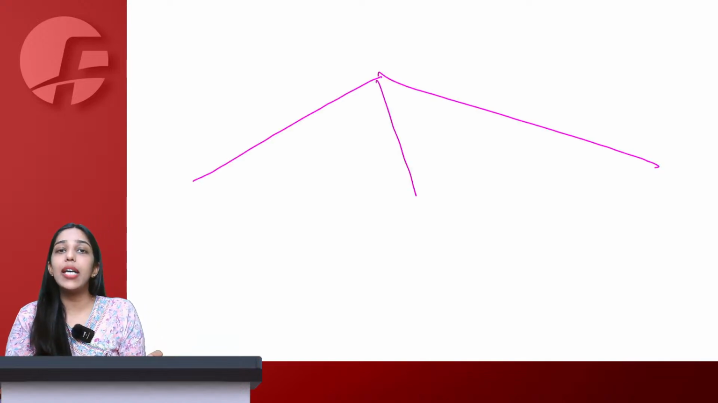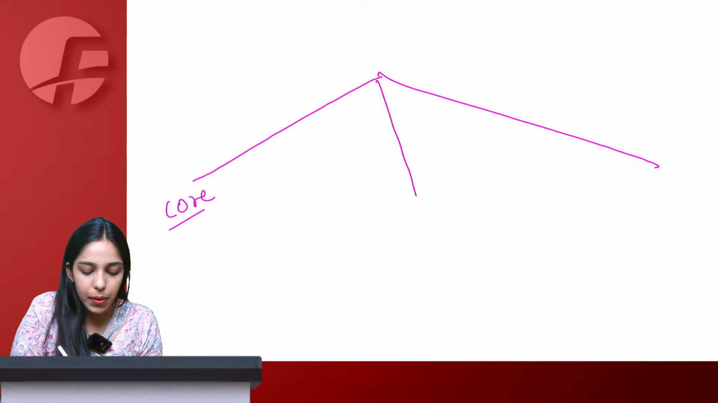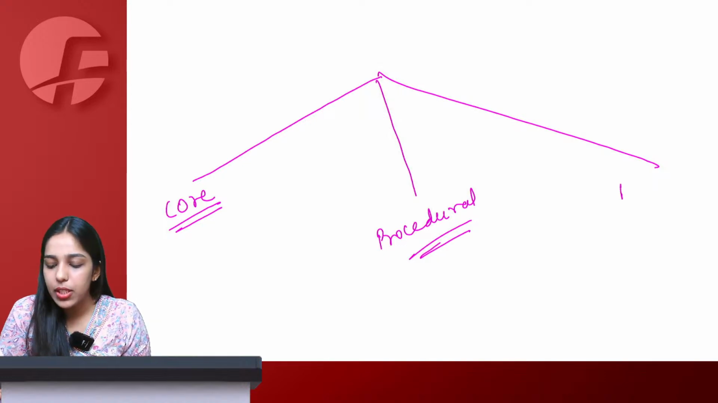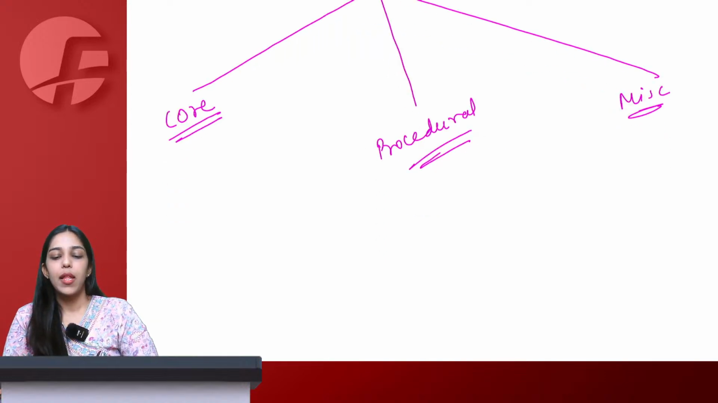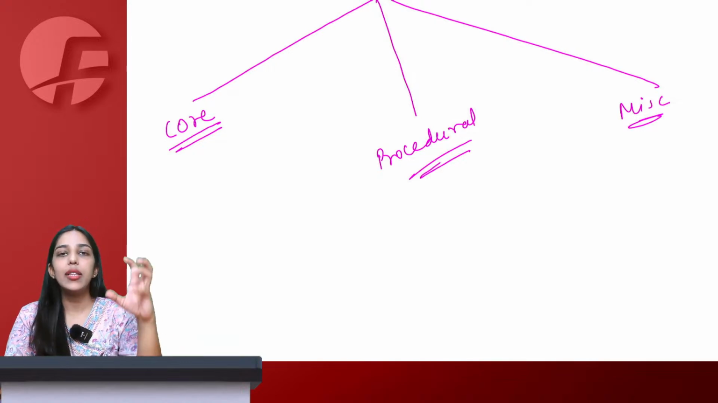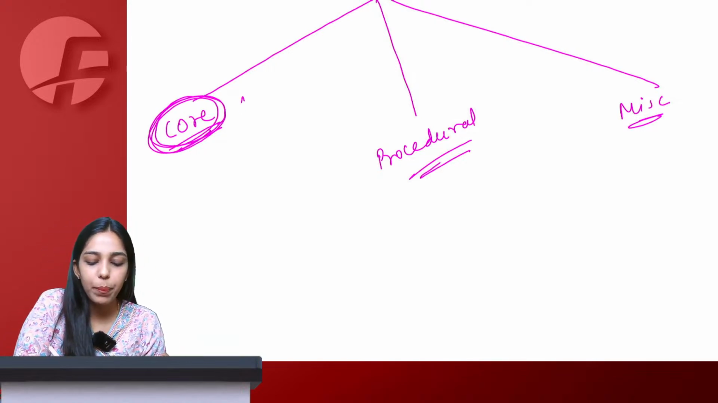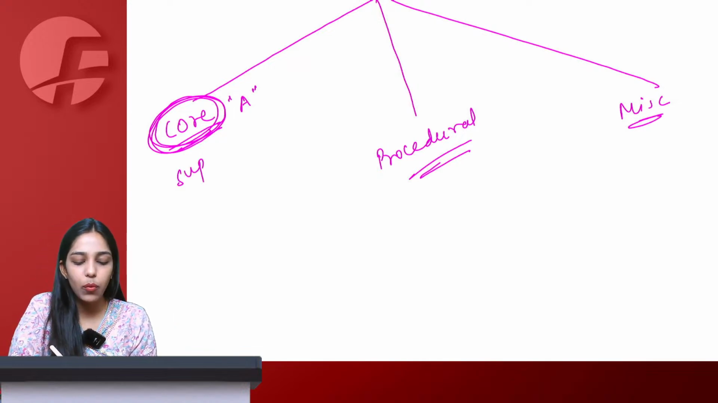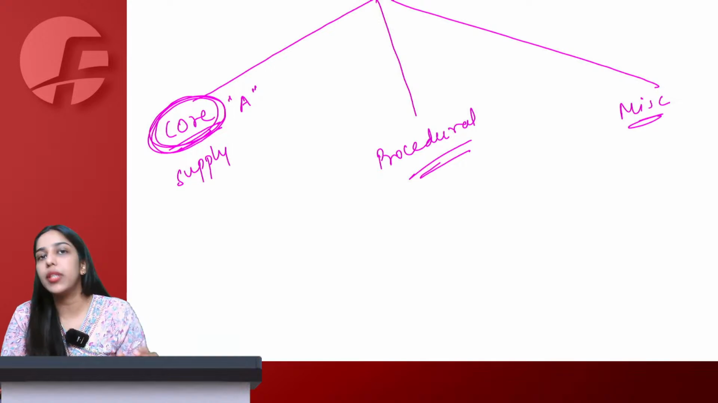The bifurcation that I am telling you is with respect to core subject, procedural topics, and miscellaneous topics. So if I break the entire syllabus into 3 things, I would be saying that the core topics are the A and B category topics, like without understanding what is supply, you cannot proceed with the subject.